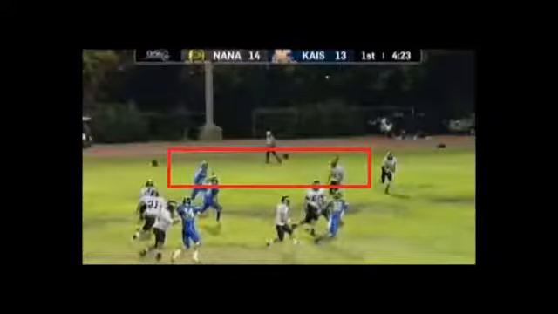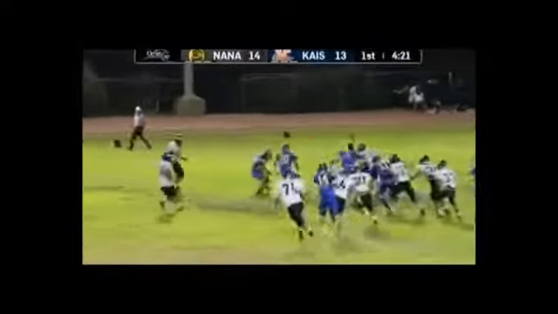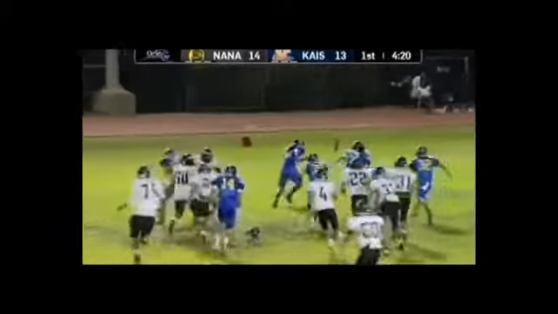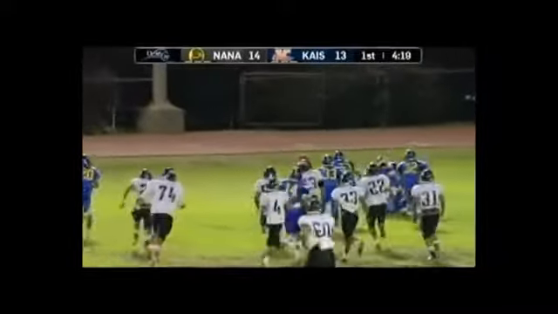So here's the collision. I'd also like you to watch number 74 and 14. 74 comes in, clobbers 14 after the play is over. So basically what we're going to have is a 15-yard enforcement from the end of the run, which is about the 10.